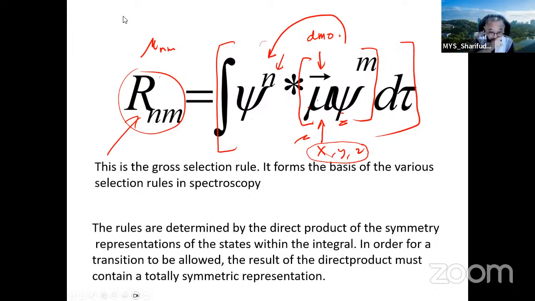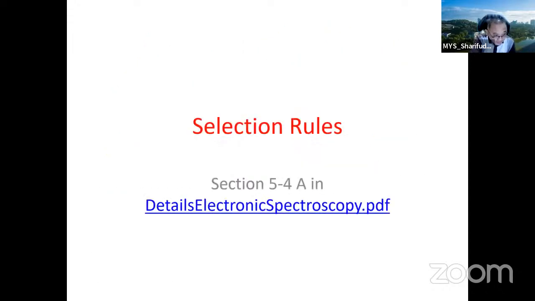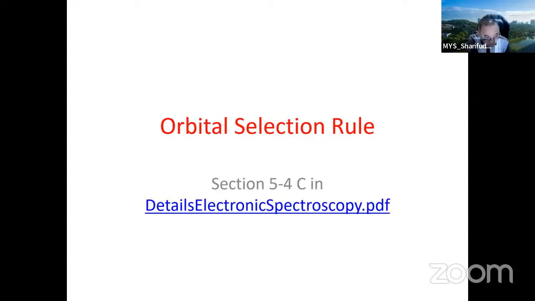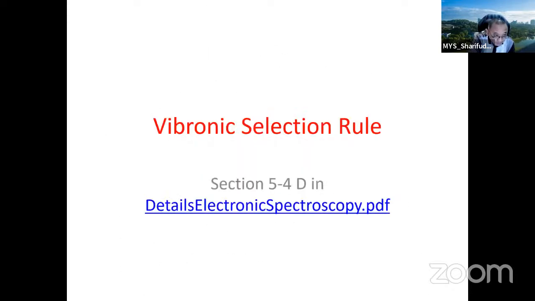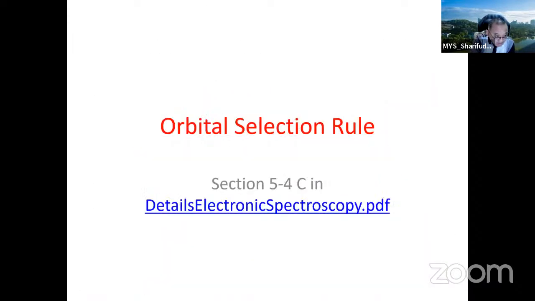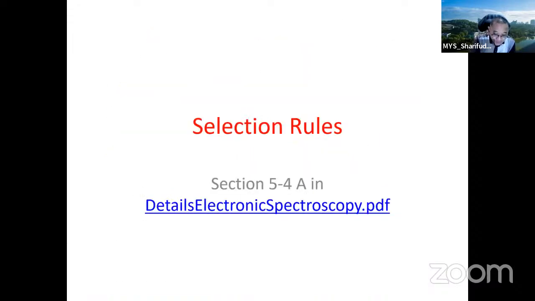Right, I'll show you what it means. What is a totally symmetric representation? I've given you two notes, details of electronic spectroscopy and the normal molecular electronic spectroscopy. I don't think we have the time to go through everything, but I will go through one of the things, which is the selection rules. If we look at the electronic spectroscopy notes, this note basically tells you about the selection rules of spectroscopic transitions.